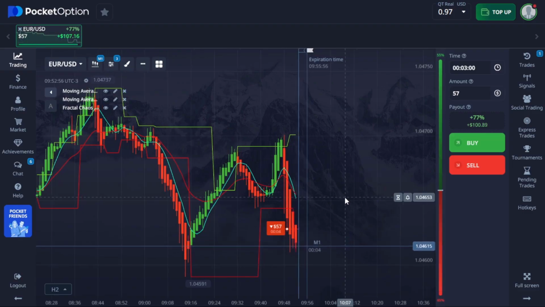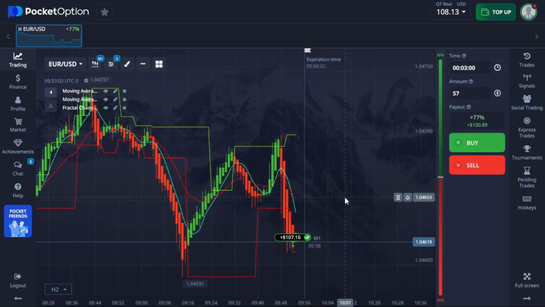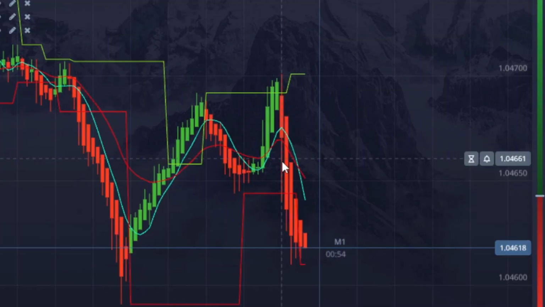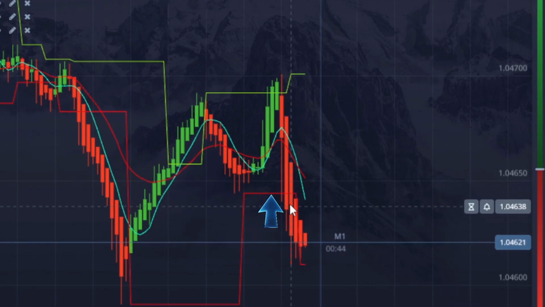Alright, guys, seconds left. Two of that to finish the second operation. Another hit in Euro USD. The key part was fulfilled, guys, and look at that, $187 of profits. Okay, when I have the break zone right here, that's what catches my attention about this strategy.